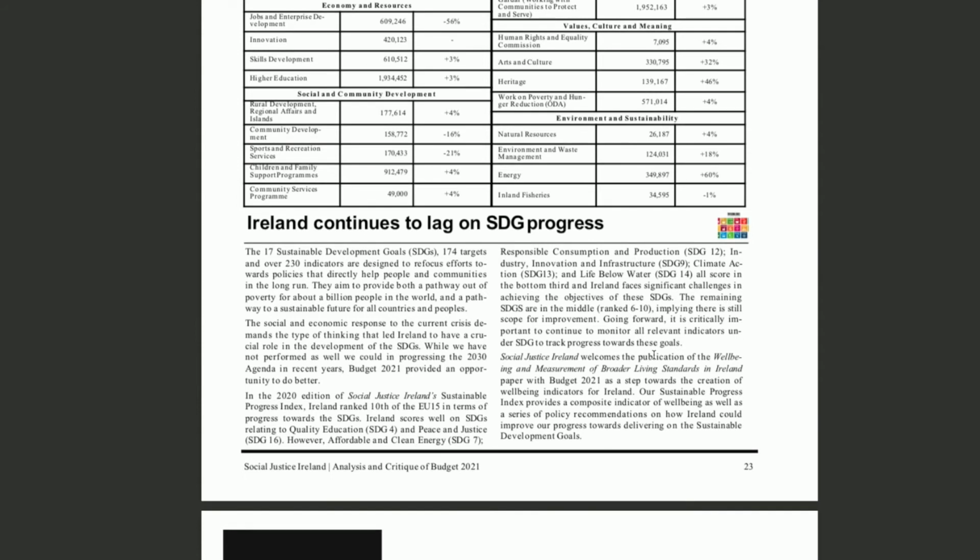The other piece that we want to draw attention to in this context is that Ireland continues to lag behind on making progress on the Sustainable Development Goals. In our 2020 edition of the Social Justice Ireland Sustainable Progress Index, Ireland ranked 10th of the European Union's 15 countries, our peer countries, in terms of progress on SDGs. We did well on a few of them, but we didn't do well at all on the majority of them. To be ranked 10th out of 15 on the Sustainable Development Goals is not something that we should be proud of. So we welcome the proposal to look more closely at this whole area, and we look forward to engaging with government on that area as well.